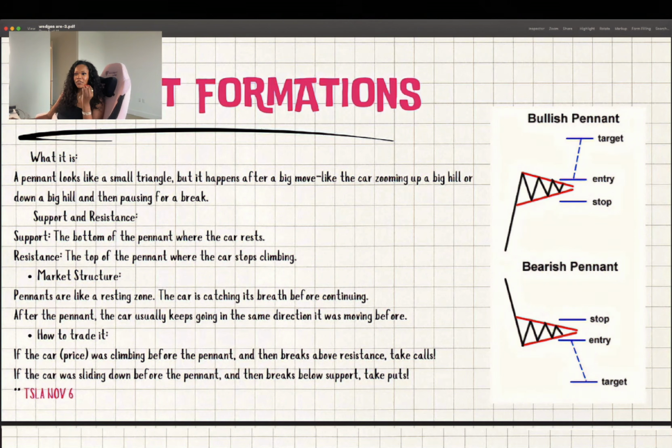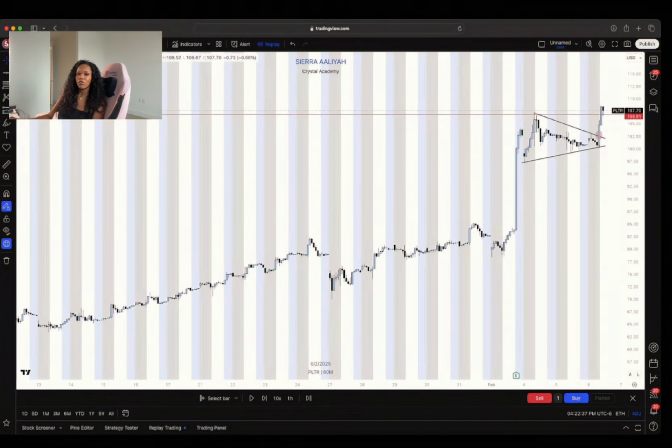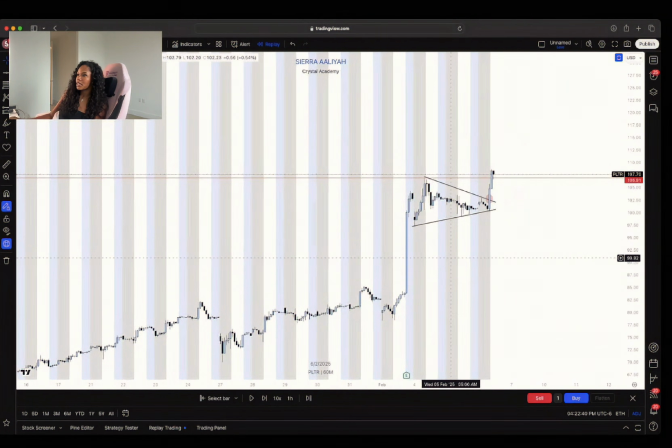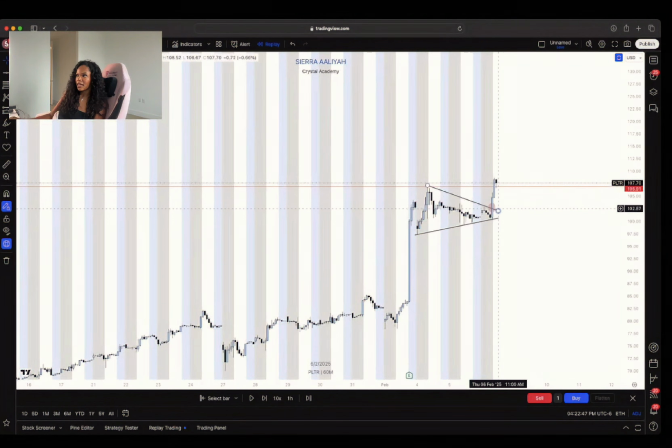So again, if the price was climbing before the pennant and then breaks above that resistance, take calls. That's what we did today. If the price, whatever you want to call it, was sliding down before the pennant, so that's going to be our bearish pennant. Remember the difference between bullish and bearish, and breaks below support, then from there we would be taking puts. So if we go back to PLTR today, we see here we have that long push upwards, car is making its way up the hill. Here is where that car is catching its breath, and then finally it ultimately ends up breaking out.